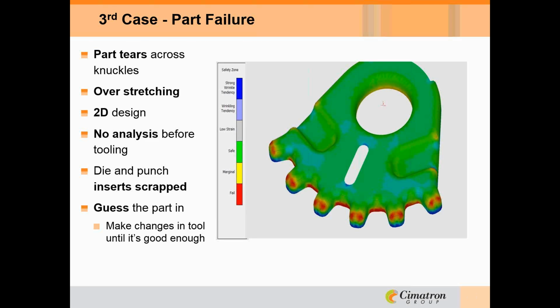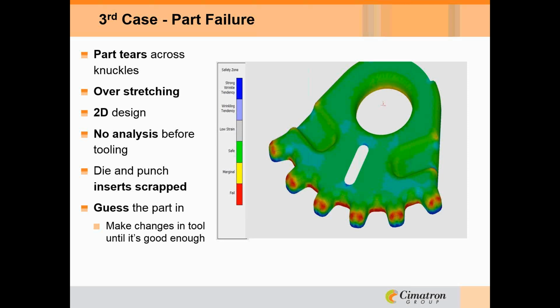Now here's another fun part to look at. This time let's look at a part that failed. And in the analysis you can see the red knuckles. Okay, so here the material tore across those knuckles. Now a little bit of history here talking about this particular situation. It was started as a 2D design, and once again I've had to change the part a bit, but I captured the problem here with this knuckle shape.